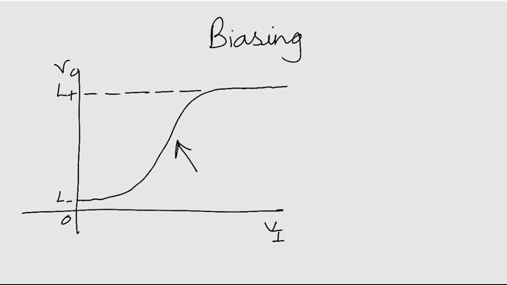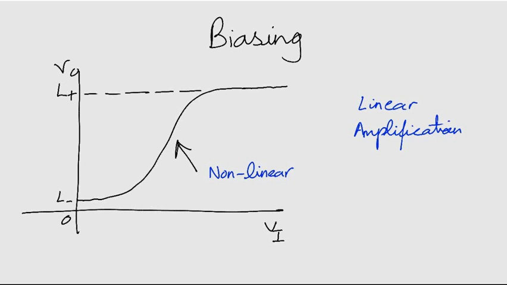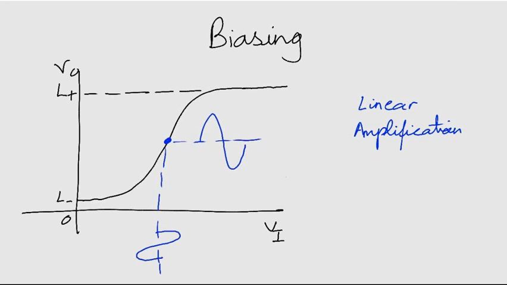Our task is to achieve linear amplification. But how to do that in a nonlinear transfer characteristic? The technique is to bias the circuit to operate at a point near the middle of the transfer characteristic. That way, maximum output swing in both directions would be possible.